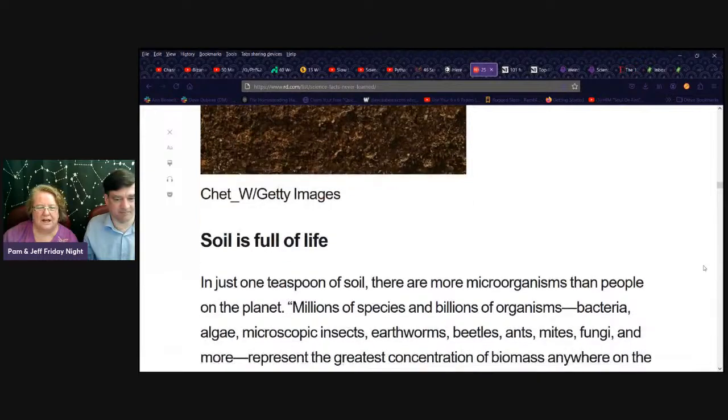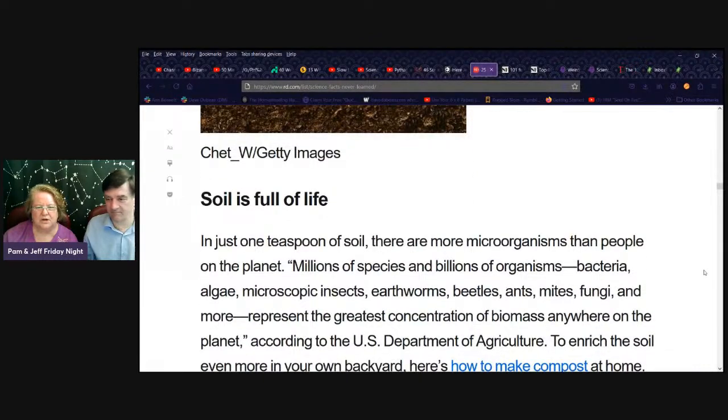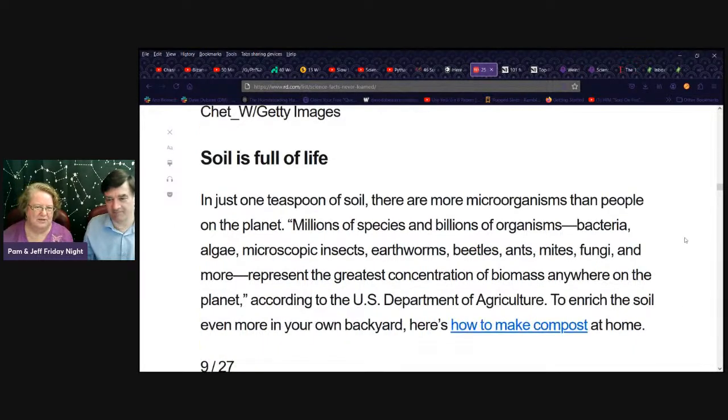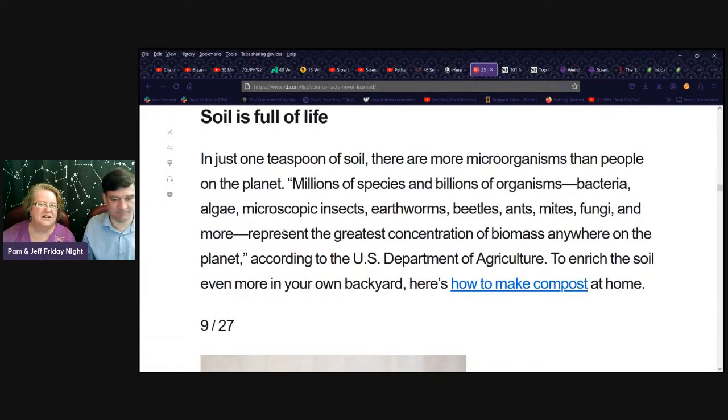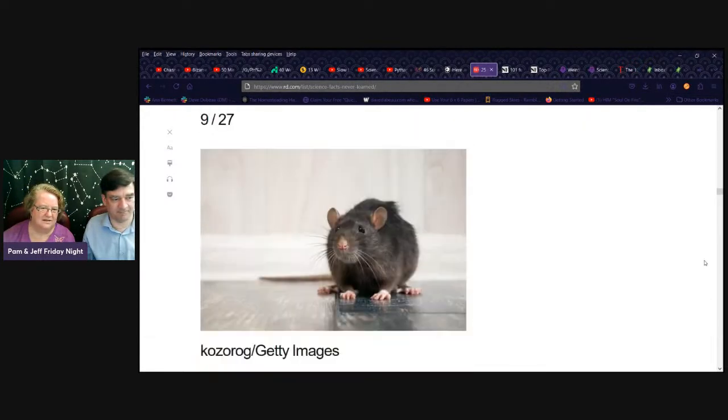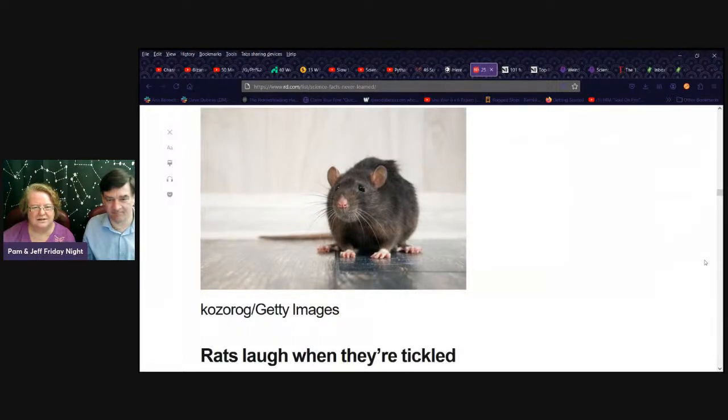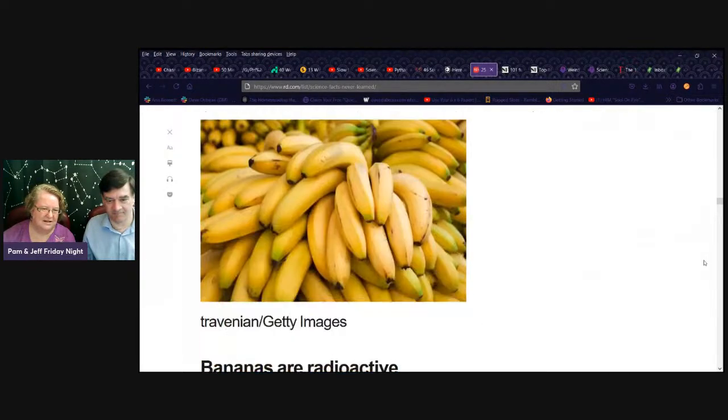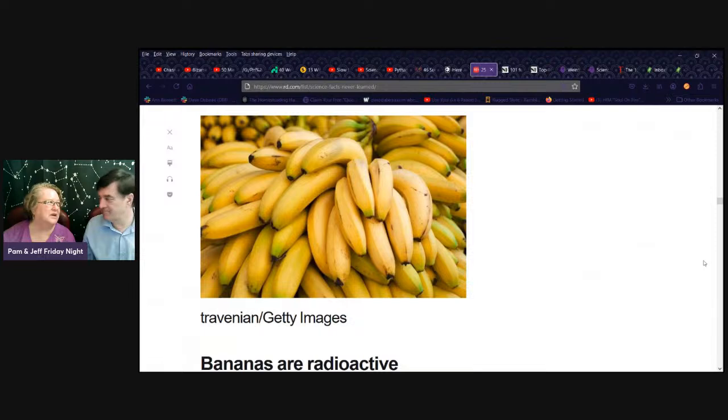Soil is full of life. Even in just 1 teaspoon of soil, there are more microorganisms than people on the planet. Millions of species and billions of organisms: bacteria, algae, microscopic insects, earthworms, beetles, ants, mites, fungi, and more. Isn't that amazing? They represent the greatest concentration of biomass anywhere on the planet. This is the ticklish rats. Bananas. Oh, here we go. This is the banana one.